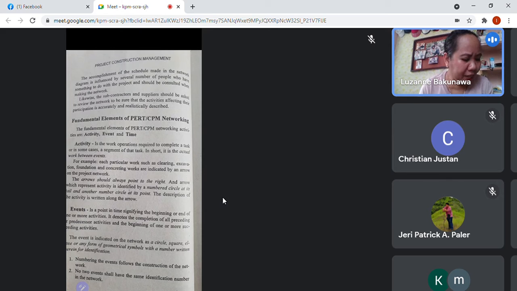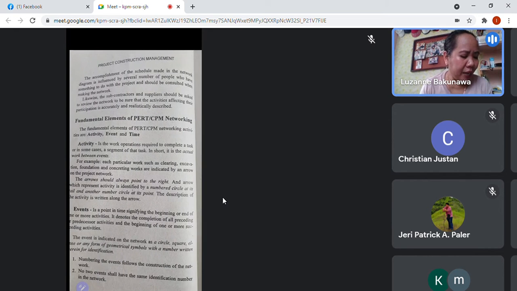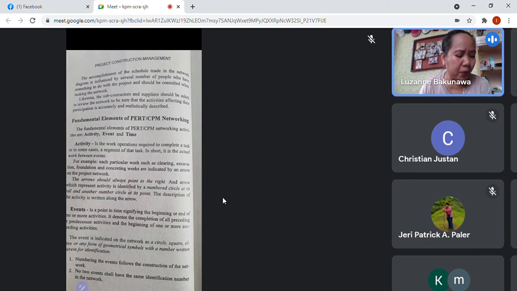Arrow should always point to the right. So padung jud nga tuwa kay progress man. Dili ka padung balik. Dili padung atras imong arrow. So always point to the right. So arrow represents activities that are identified by numbered circle at its tail and another numbered circle at its point. So the description of the activity is written along the arrow.